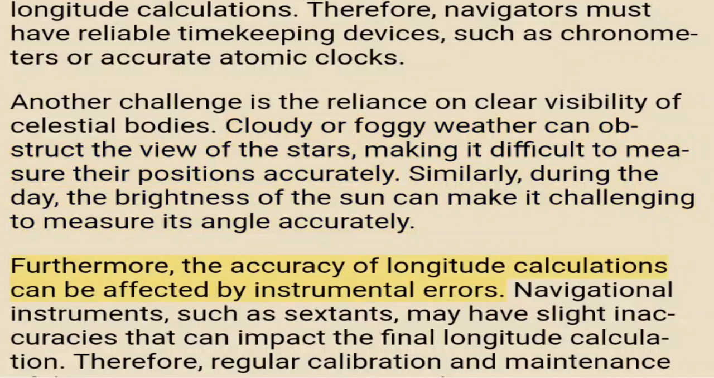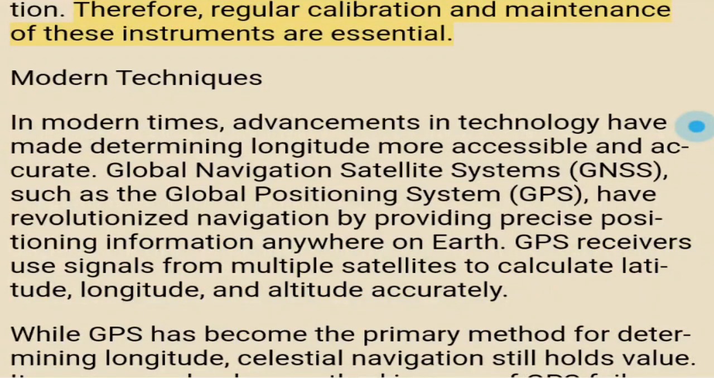Furthermore, the accuracy of longitude calculations can be affected by instrumental errors. Navigational instruments, such as sextants, may have slight inaccuracies that can impact the final longitude calculation. Therefore, regular calibration and maintenance of these instruments are essential.